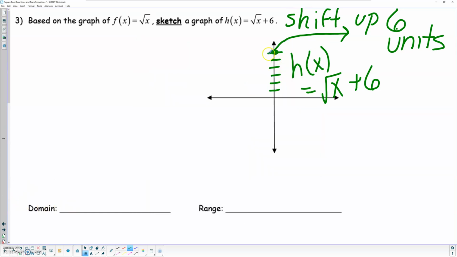Okay, so again, domain is how far left and how far right your graph goes. So our x values are beginning at 0, so it's x is greater than or equal to 0. And here, the minimum y value is 6. So this is going to be y is greater than or equal to 6.